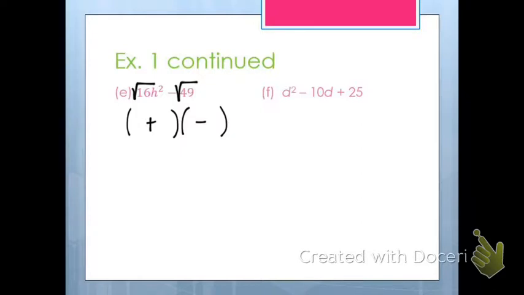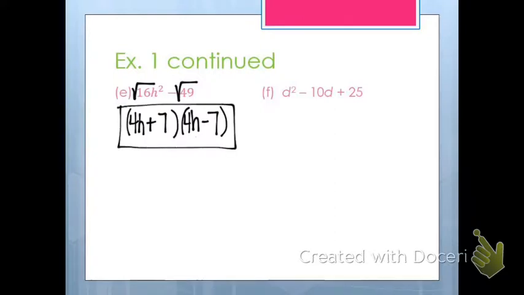So what's the square root of 16h squared? 4h. So each binomial gets a 4h. And what about the square root of 49? 7. So each binomial gets a 7. How many of you had this one right? Awesome. All right, letter F.